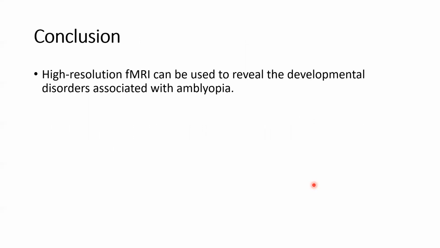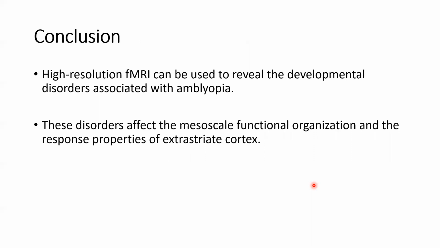So in conclusion, we showed that high-resolution fMRI can be used to reveal the developmental disorder associated with amblyopia. We also showed that these disorders affect the mesoscale functional organization and the response properties of extrastriate cortex.